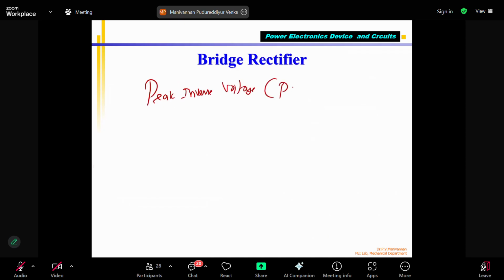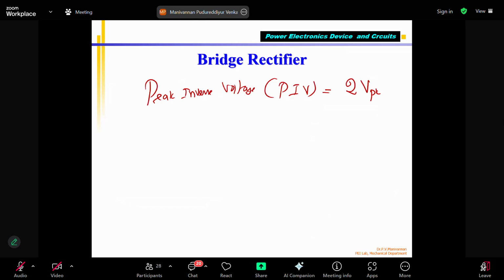Which is called PIV. PIV will be 2 into V peak. Okay, so this is also one of the important parameters. When the diode is reverse biased, as somebody asked in the previous class, how much voltage can the diode withstand before taking Zener breakdown?